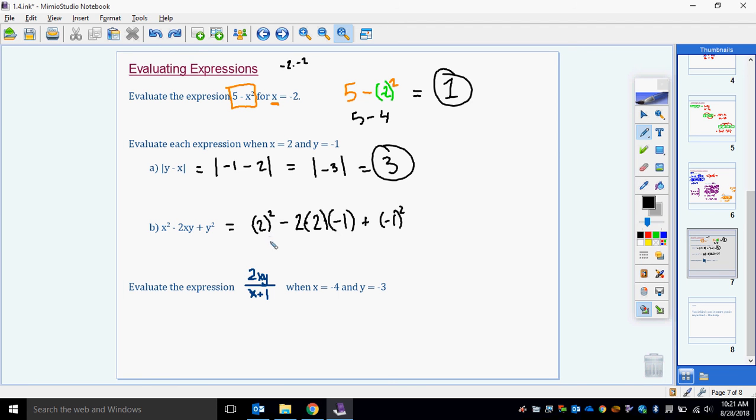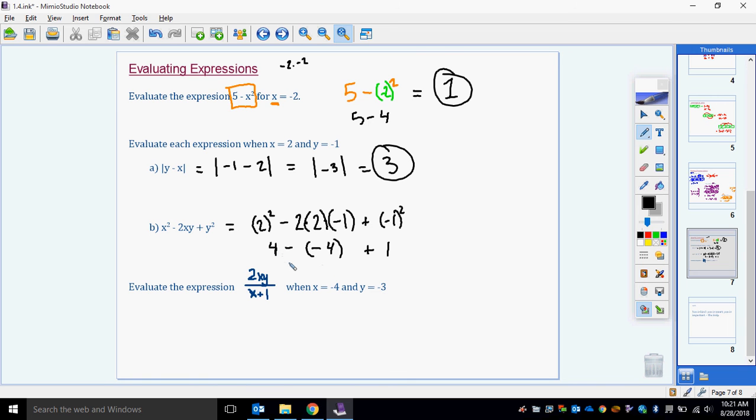Let's do our exponents first. 2 squared is 4. Negative 1 squared means negative 1 times negative 1. So that'd be a positive 1. Then I can do these multiplications. 2 times 2 is 4, times negative 1 would be negative 4.